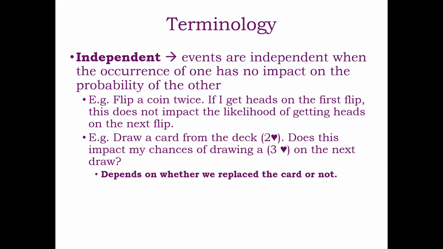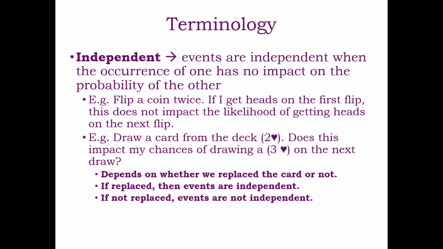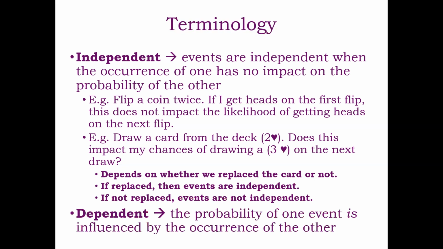It depends on whether we replace the card or not. When we drew that first 2 of hearts, we had a 1 in 52 chance of getting it. If we put the card back in, our chance of getting a 3 of hearts is 1 in 52. But if we don't put the 2 of hearts back in, our chance is 1 in 51. These events are not independent. They are dependent. If it's replaced, the events are independent. If the 2 of hearts is not replaced, it's dependent. So dependent just means the probability of one event occurring is influenced by the occurrence of the other.